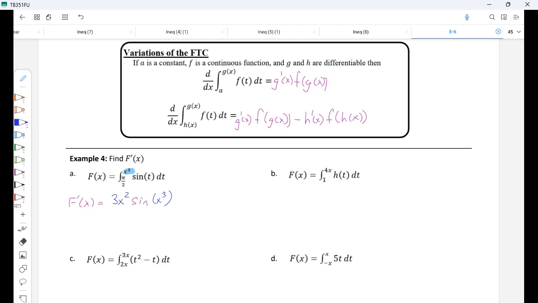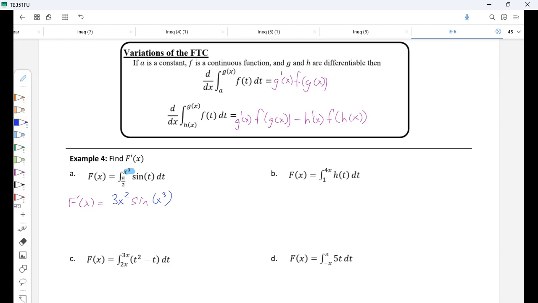Since the lower limit is constant, I'm done, right? If you integrated this to negative cosine, plugged in x cubed and plugged in pi over 2 using the regular fundamental theorem, and then took a derivative correctly, you'd get right here. Okay, so this is saving us 3 steps, because to do this otherwise, I'd have to do negative cosine t, evaluate it from x cubed to pi over 2, and then take a derivative. And in taking that derivative, the chain rule would tell you to take the x cubed and bring it out front as 3x squared.